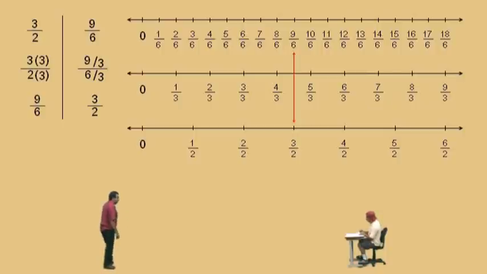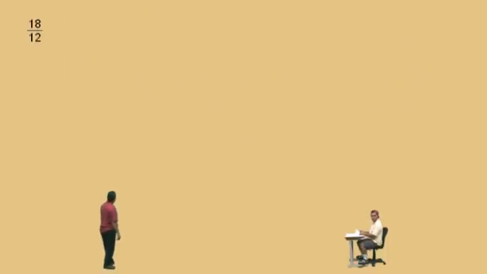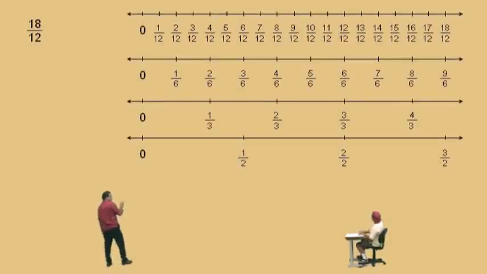Okay, Charlie, so let's do another one. 18 over 12, don't get scared. Now let's look at a number line here. Charlie, 18/12 can be written as what other fraction? 9/6. 9/6, and it also can be written as a? 3/2. 3/2, that's right. Now, sometimes you can get to the answer in one step. Sometimes you have to take more than one step.